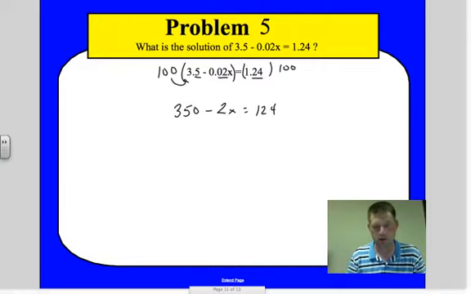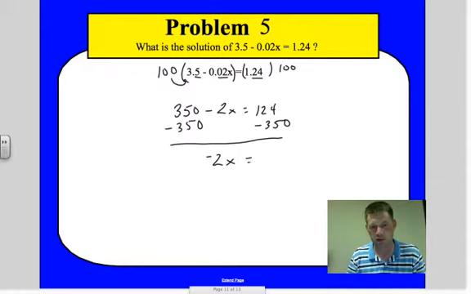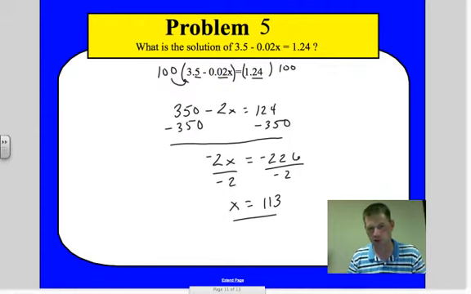Now I'm back to a two-step equation. I'm going to subtract 350 from both sides of the equation. I'm left with negative 2x. Don't forget this negative sign. That's what a lot of people forget. It's still there. And 124 minus 350, I get negative 226. Then I'm going to divide by negative 2. I get x, because that's going to be positive now, and it's going to be 113. So that's what we think our answer is.